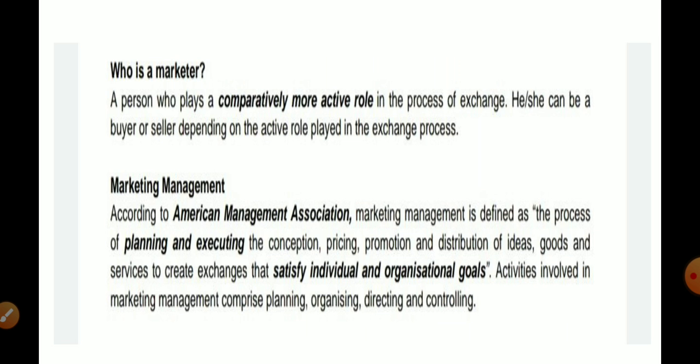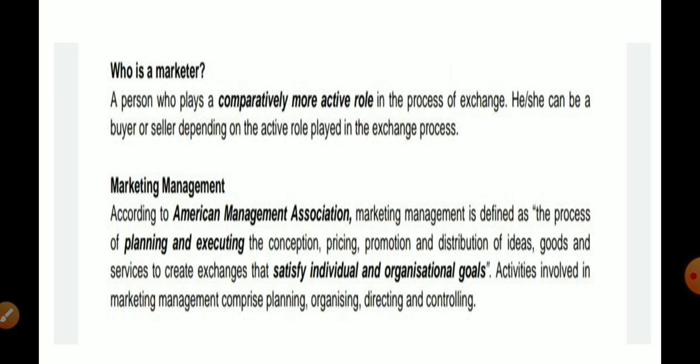Okay? Now, who is a marketer? The person who plays a very important and active role in exchange. He or she can be the buyer or seller depending upon the active role played in the exchange process. Marketing management is a wider term which is defined here as the process of planning and executing the conception of pricing, promotion and distribution of ideas, goods and services to create exchange and satisfy individual and organizational goals.